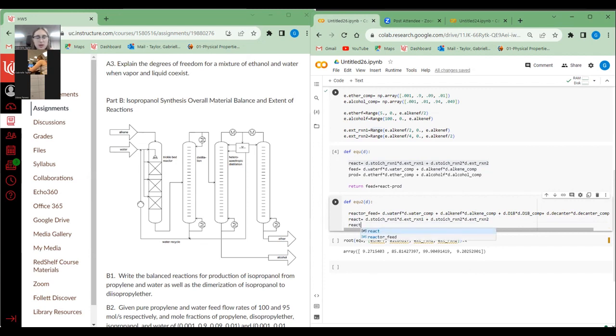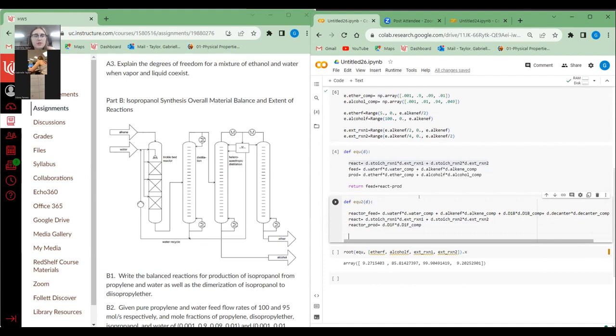So reactor product is going to equal our D1 feed, right? Because that's what's being produced from our first reactor. So the D1 feed times our D1 feed composition, right? This is the only thing that's actually leaving our system for our first reactor. So the next thing that we want to do is our reactor balance, right? So let's write reactor balance.